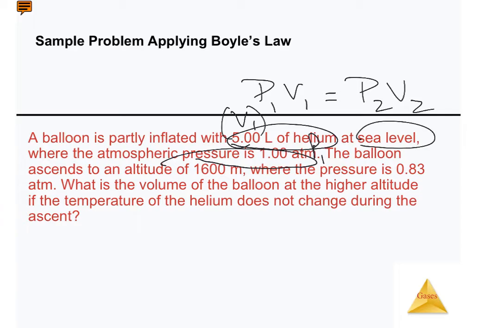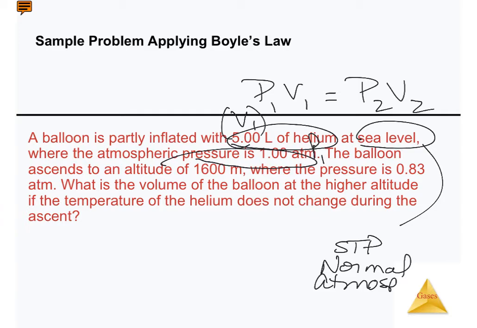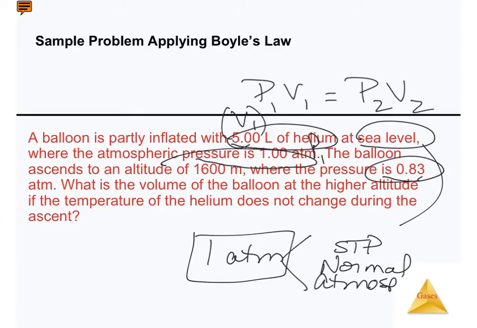Now, please remember that STP conditions, or sometimes it's just called normal atmospheric conditions, means 1 atmosphere in the future. In this case, the problem told you, but kind of tuck that in your brain. Okay, so what's going to happen? The balloon rises, and at higher altitudes, we know the pressure is lower. So the question is then, what is going to be V2? What's going to be the new volume when the pressure is lower?